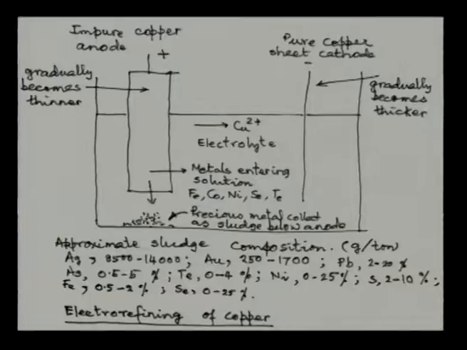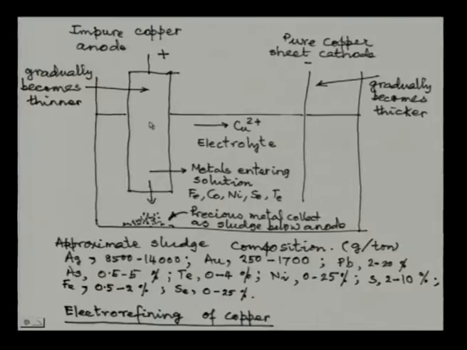Now, the scheme is simple. The impure copper will be made into a thick anode, and there is a pure copper sheet cathode. We have the electrolyte with copper ions in that. As electrorefining starts, copper will dissolve from the anode and get deposited on the cathode, using glue and other additives to make sure that the deposit is very coherent. So, this gradually becomes thinner, this gradually becomes thicker.